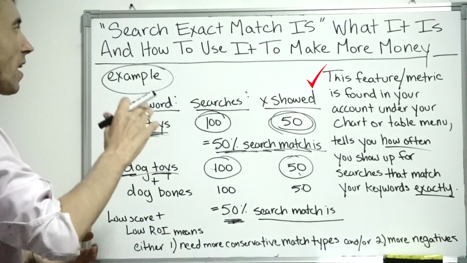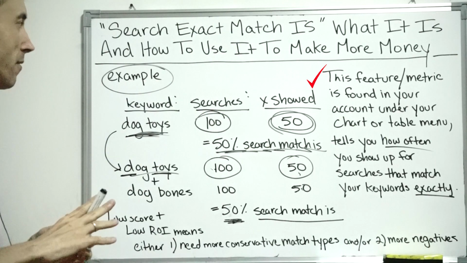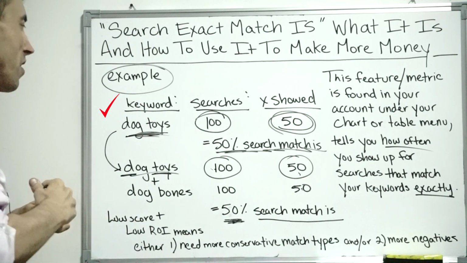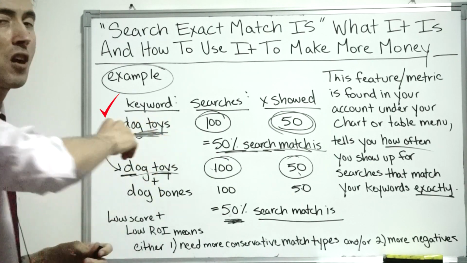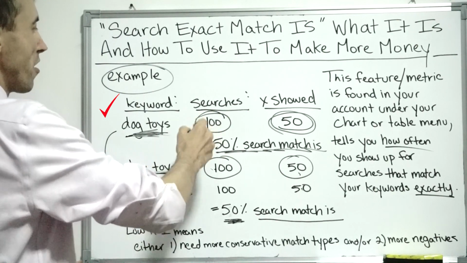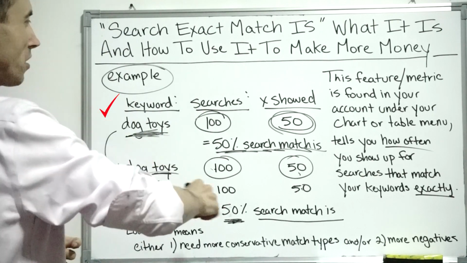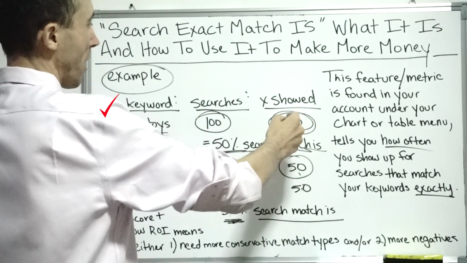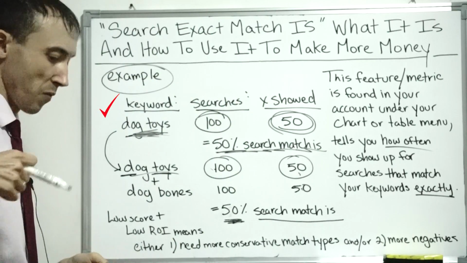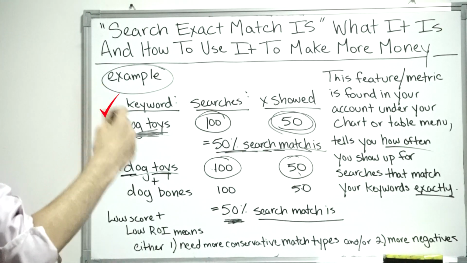Now, how that compares to search exact match is. I did this demonstration here for you to understand how and what it is. So with your same keyword dog toys, now, if 100 people search for dog toys on Google, and your ad shows up 50 times, your search impression share is going to be 50%, okay?